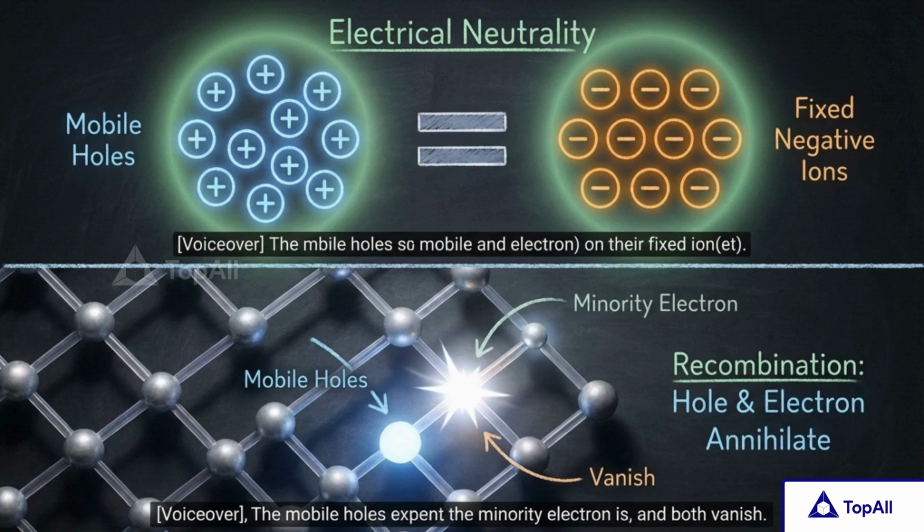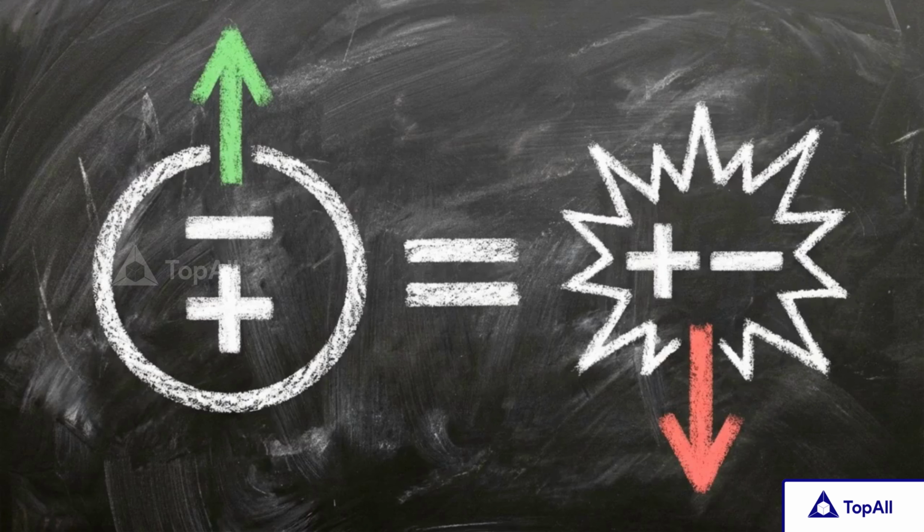As these carriers drift, they eventually intersect. A minority free electron will eventually drop into a moving hole, destroying both in a process called recombination. At thermal equilibrium, new electron-hole pairs are generated by ambient heat at the same rate they are destroyed.